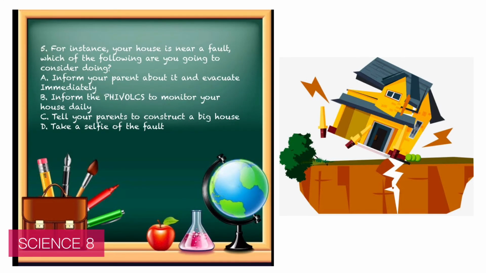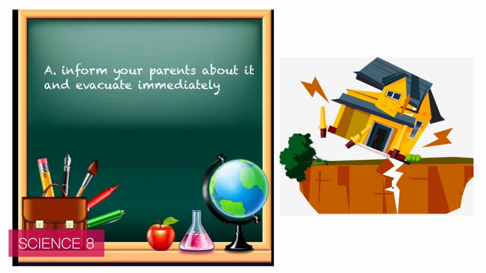Number 5. For instance, your house is near a fault. Which of the following are you going to consider doing? A. Inform your parents about it and evacuate immediately. B. Inform the PHIVOLCS to monitor your house daily. C. Tell your parents to construct a big house. D. Take a selfie of the fault. The correct answer is letter A. Inform your parents about it and evacuate immediately.